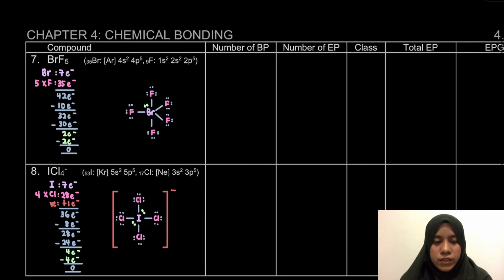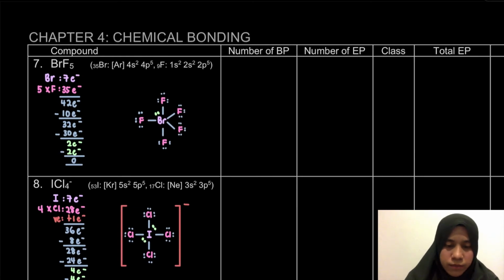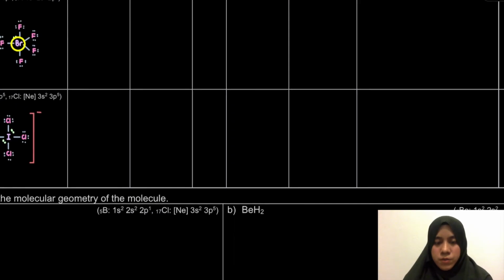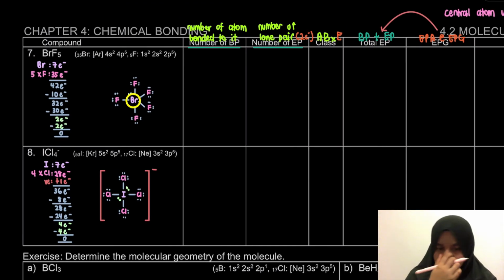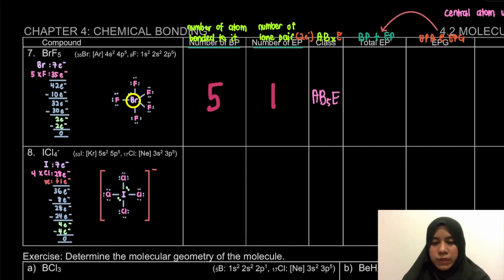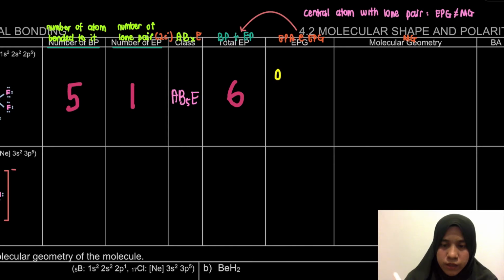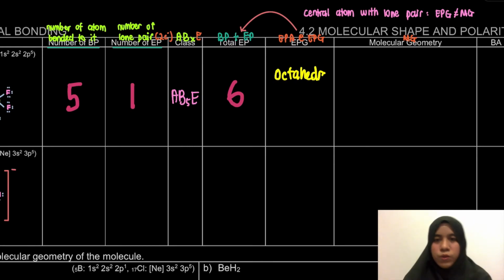Okay, so kita tengok kat sini BrF₅. So central kita bromine. So, how many bonding pair attached to our bromine? Okay, 1, 2, 3, 4, 5. 5 bonding pair. Is there any lone pair? Ada only 1 dekat sini yang behind the yellow circle tu. So, what will be my class? My class will be AB₅E. Okay, so what will be my total electron pair? 5 plus 1 is 6. So, if 6 is actually octahedral. Octahedral.